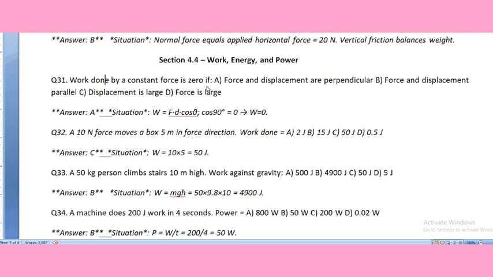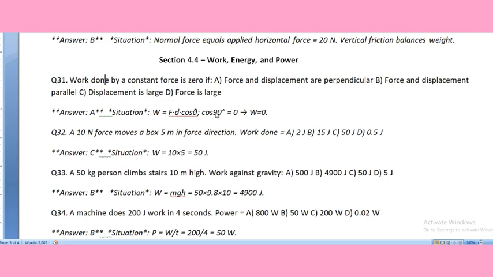From the given, the idea is that work done by a constant force is equal to 0 if the condition is what? As we discussed in the class, the work done by a given applied force is the product of the applied force times the displacement of the object times cos theta. According to the given, the force and the displacement are perpendicular, meaning the angle between the applied force and the displacement is 90 degrees.